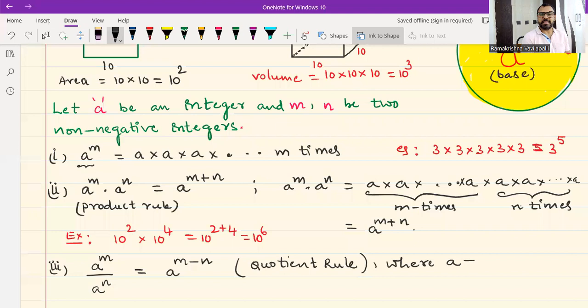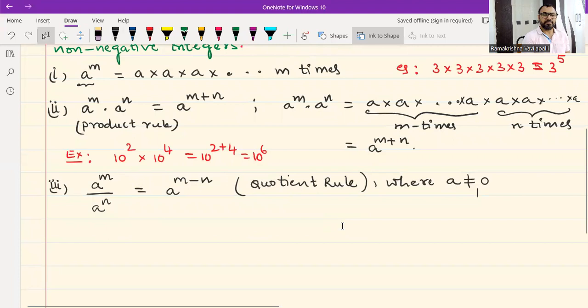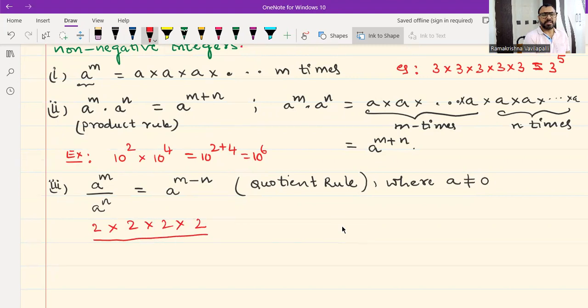Where base a is not equal to 0. I'll explain this quotient rule using a simple example. For example, 2 into 2 into 2 into 2 into 2 whole by, let us take 2 into 2. So what we can write here, you can cancel like this. So this is equal to 2 to the power of 2.